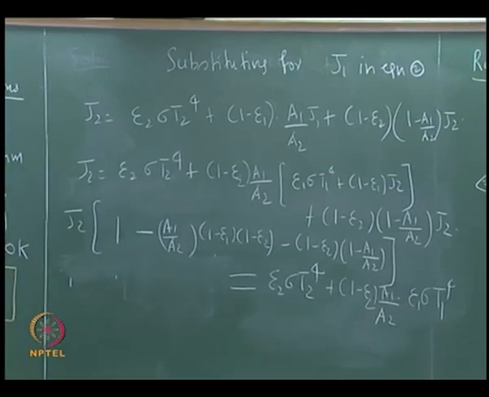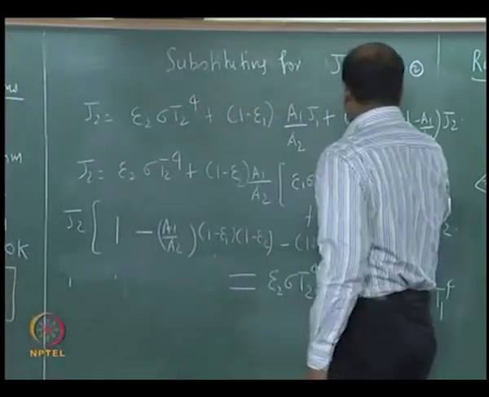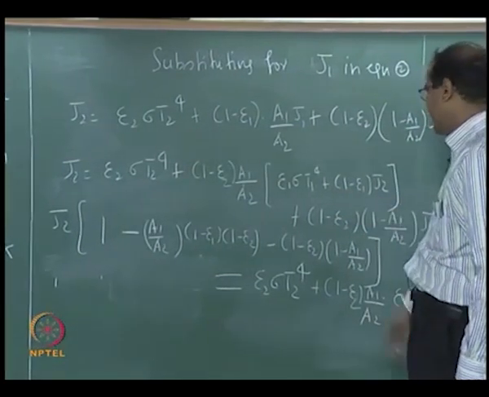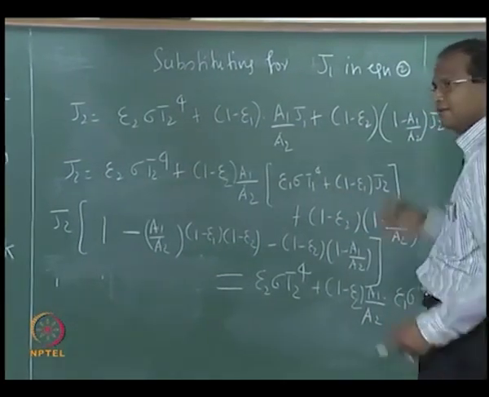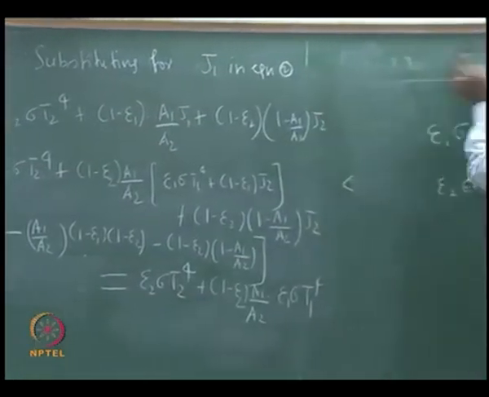There are only 2 terms, right? Yeah. How many terms are there totally? 1, 2, 3, 4. Correct? So you have taken 2 terms on the left side and 2 terms on the right side. Should be fine. Let us see.